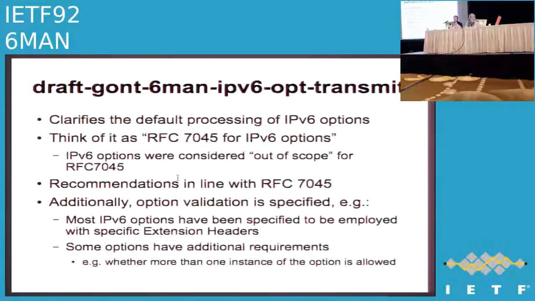So this document clarifies the default processing for IPv6 options. It borrows lots and lots of text and ideas from RFC 7045. That's why I say that it's RFC 7045 for V6 options. And other than specifying the default processing for these options, it also specifies validation. If there's an option that is only valid for a specific V6 header, it makes that clear so that it can be used as a basis, for example, in host implementations to validate the received messages.